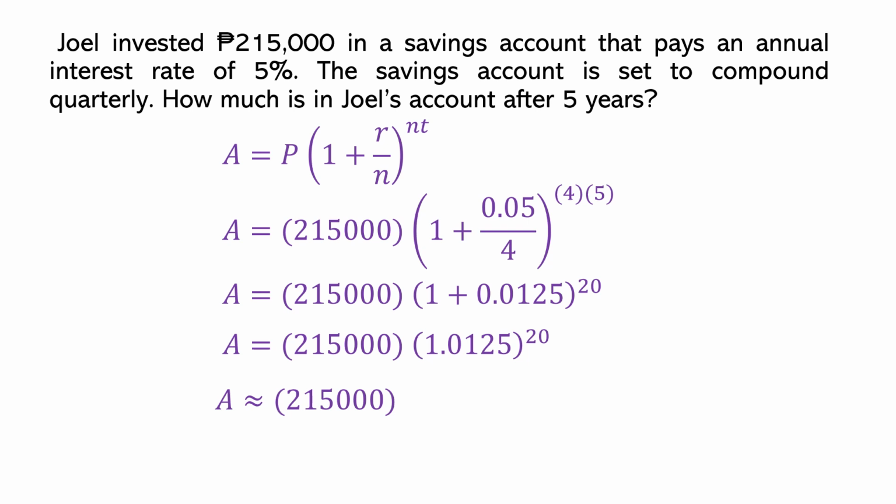You input that in the calculator, and then you're going to get a value. It's probably a long answer, but we can just round it to 2 decimal places. So approximately equal to 1.28. That's why we are using approximately equal to. That's the wiggly equal sign. And then we multiply 215,000 times 1.28. So you will get a value of 275,200 pesos. So at the end of 5 years, Joel will have 275,200.